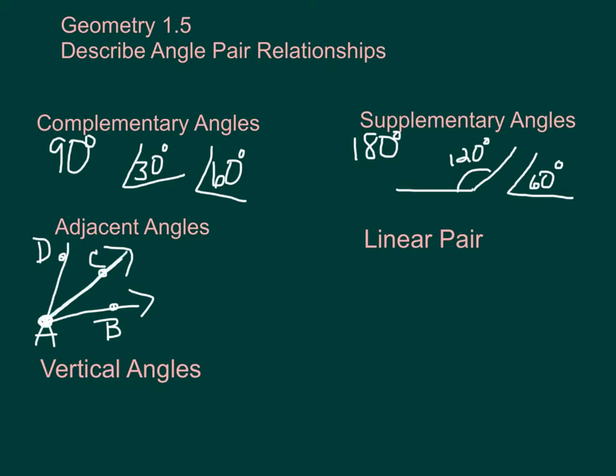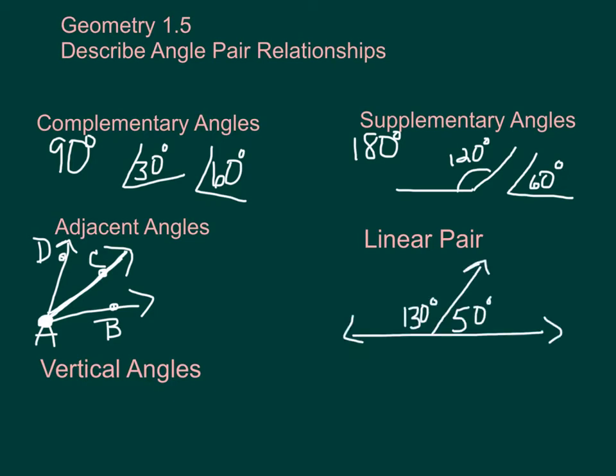They share a common vertex, A, but they don't overlap. They don't have any common interior points. So those are the three things that they must have: a common vertex, a common side, and the third thing is no common interior points. They may not overlap.